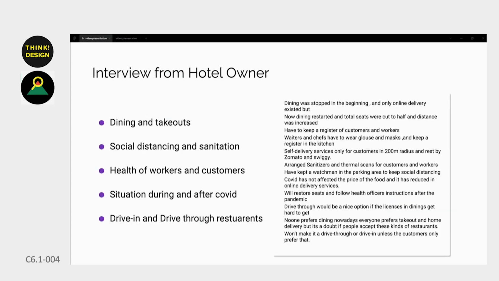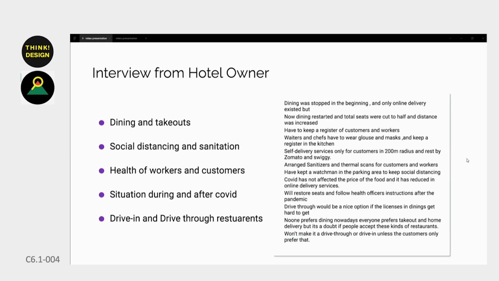So one of our major stakeholders are hotel and other food court owners. And we could interview one individual who owns restaurants in Kerala. We asked him questions about the dining, takeout, social distancing, and health of the customers and workers, and his view about drive-in and drive-through restaurants. He answered that dining in was stopped when the COVID outbreak happened, and it is also dying very fast due to the pandemic. And in the future, he looked forward more to takeout in restaurants.